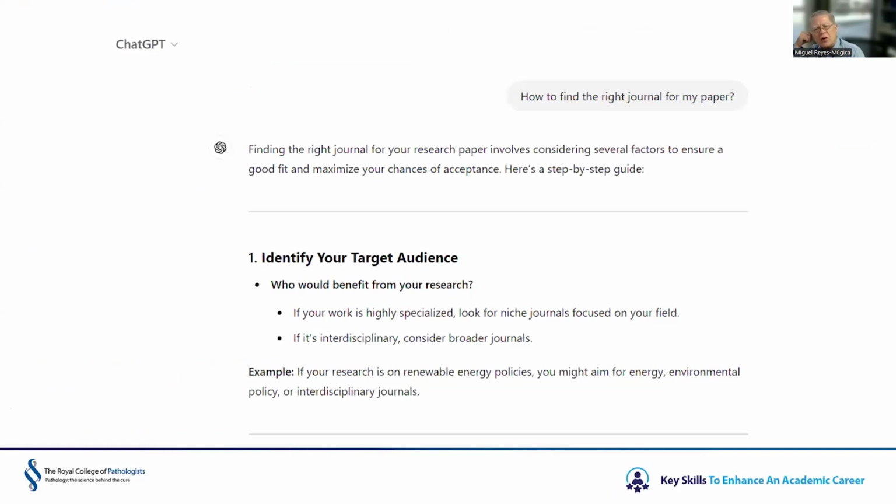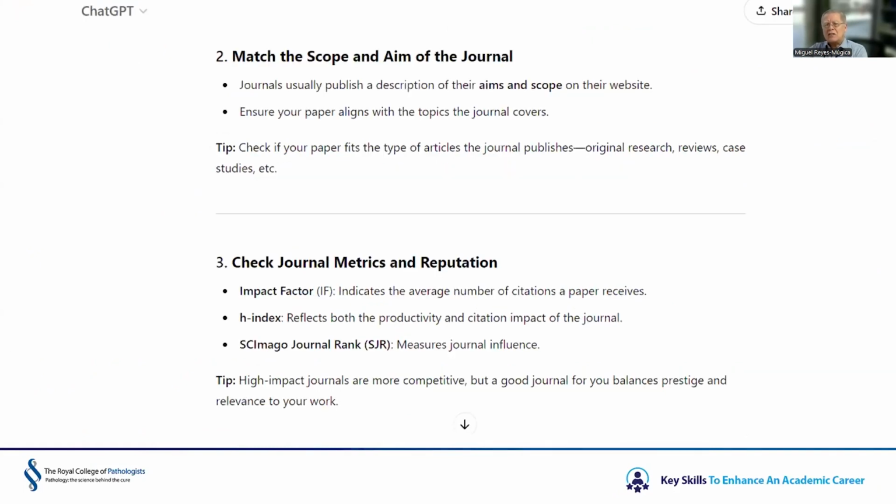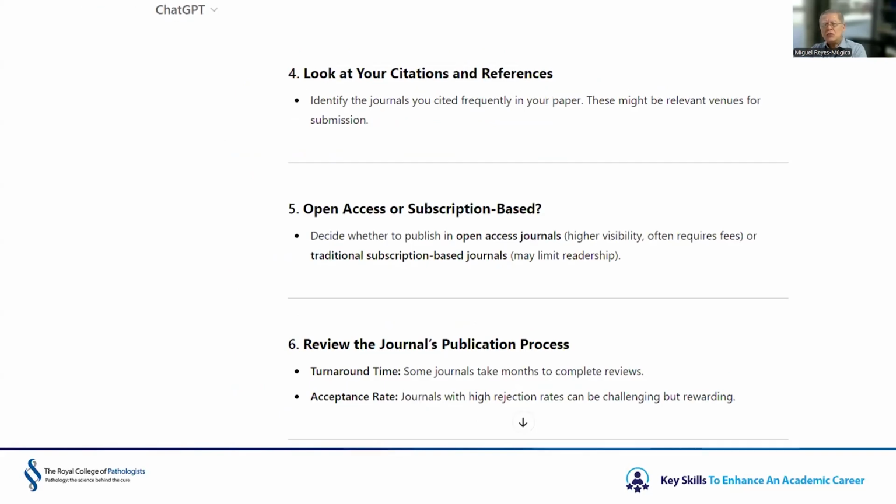Now, when I was preparing this talk, I started using ChatGPT, and it repeated several of the things that I mentioned, like identify your audience, match the scope of your paper with the aim of the journal that you are targeting. That's an important issue. You shouldn't publish an infectious disease topic in a cancer journal, and the other way around too. So you have to look at a journal covering the appropriate topic for your work. If you want to publish, check the journal metrics and the reputation of the journal. Look at your citations and references. All these points you can find very easily using artificial intelligence tools like ChatGPT.